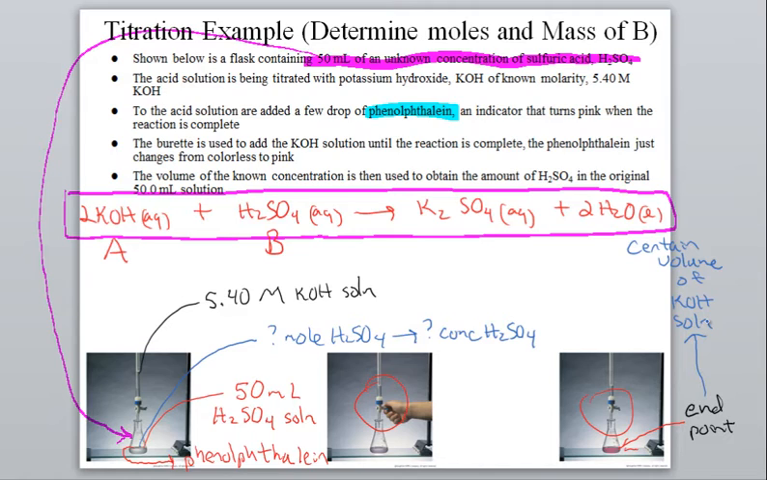Let's give some hypothetical data. Let's say that it took 75 milliliters of the KOH solution to neutralize all the sulfuric acid that was in that 50 milliliters of sulfuric acid. With that information, with the volume of KOH that was added, using its concentration, and using the chemical reaction, we can use those three pieces of information to calculate how many moles of sulfuric acid were neutralized.